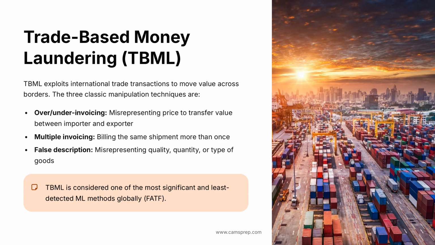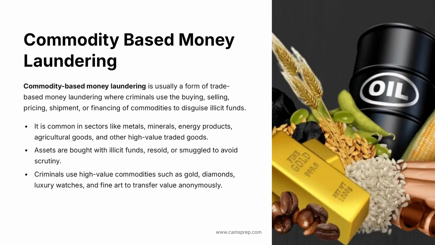Because TBML hides within the enormous volume of legitimate global trade, it is exceptionally difficult to detect without strong interagency cooperation. Commodity-based money laundering is closely related to trade-based laundering. It uses the buying, selling, pricing, shipment, or financing of physical commodities to disguise illicit funds. It is especially common in sectors dealing with metals, minerals, energy products, and agricultural goods.